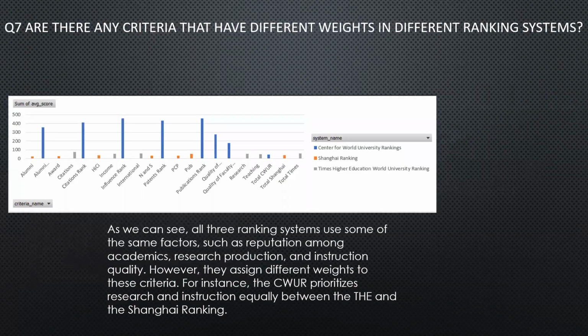On to the next one: are there any criteria that have different weights in different ranking systems? In this visual, as we can all see, the three ranking systems use some of the same criteria, including reputation among academics, productivity of research, and caliber of instruction. They do, however, give these factors differing weights. For instance, CWR places equal focus on research and instruction between the Shanghai ranking and the THU.